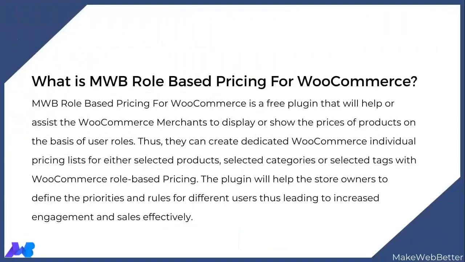So let's first understand what is MWB role-based pricing for WooCommerce. MWB role-based pricing for WooCommerce is a free plugin that will assist the WooCommerce merchants to display the prices of the products on the basis of user roles like admin, subscriber, author, customer, etc. It will help the merchants to show specific pricing details to retailers and wholesalers. Thus, they can create a dedicated WooCommerce individual pricing list for either selected products, selected categories, or selected tags with WooCommerce role-based pricing. The plugin will help the store owners to define the priorities and rules for different users, thus leading to increased engagement and sales.